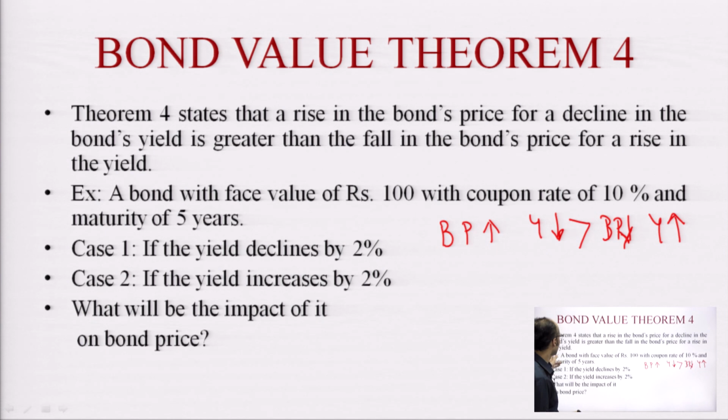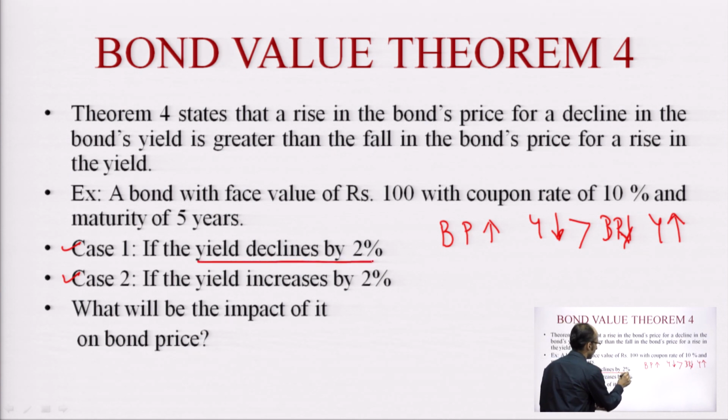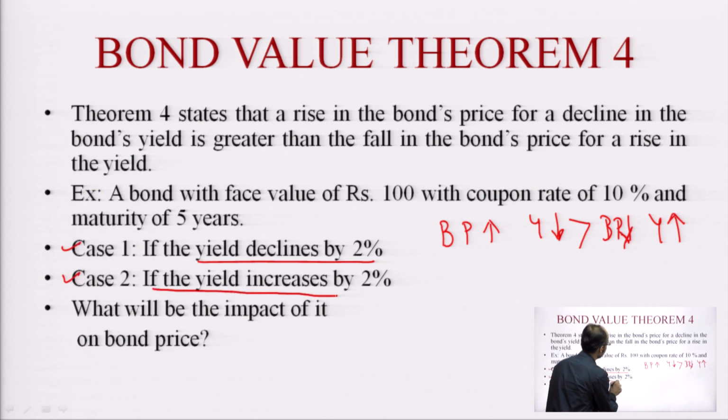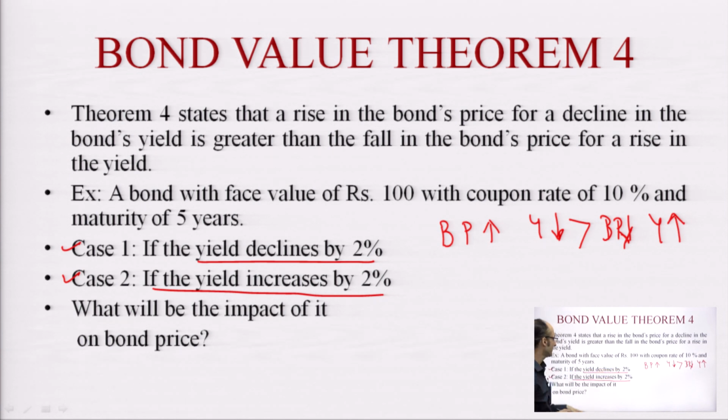Now we can see here a bond with a face value of 100 with a coupon rate of 10% and a maturity of 5 years. These are the variables given in the question. Now we will take two cases to understand this concept, case 1 and case 2. In case 1, we will decrease the yield by 2%, and in case 2, we will increase the yield by 2%.